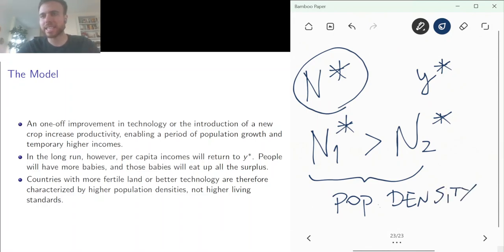However, the key is that on average, in those societies, people are living at the subsistence level. Again, of course, there are elites, and of course, there are some people in the societies that have an income per capita that is higher than subsistence level, but on average, this is where everybody is at. Okay.